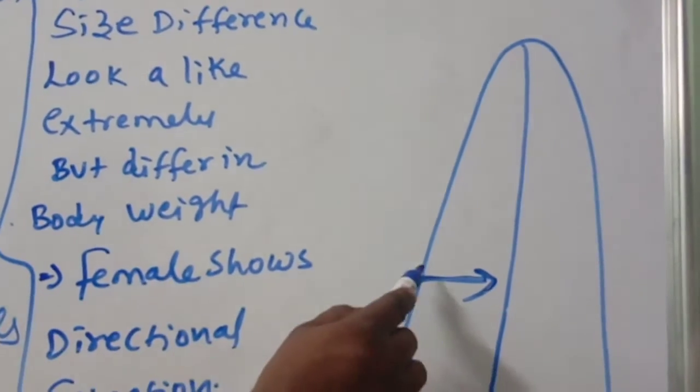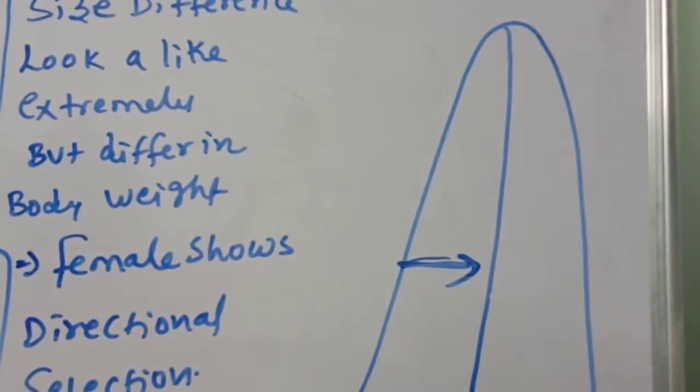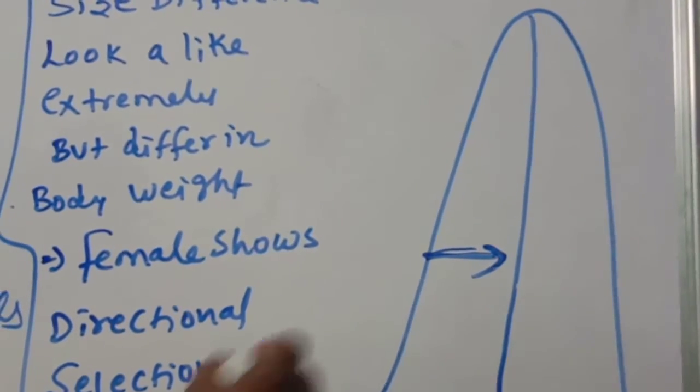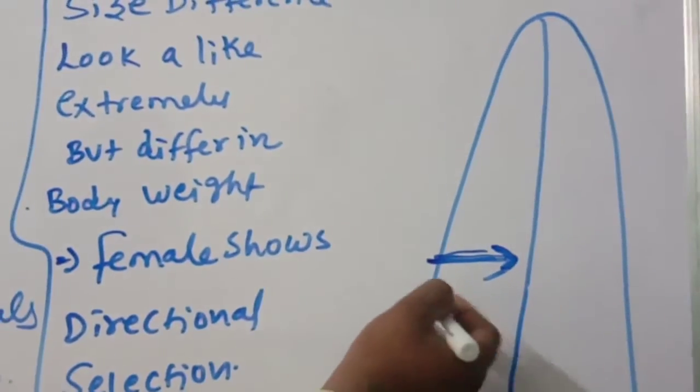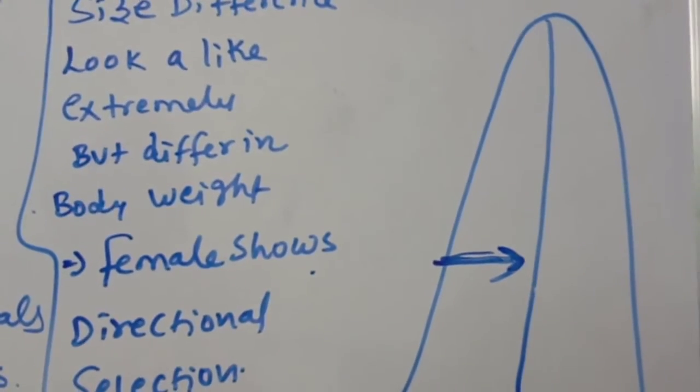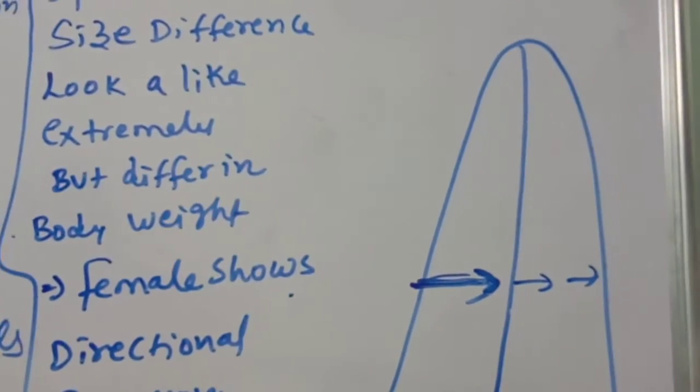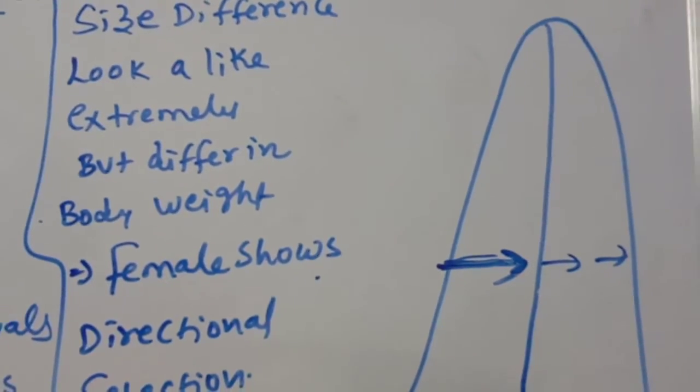The females are more, why? Because according to the conditions they are able to survive. So that's why the females are showing directional selection. Like this, direction will be there; the females are showing directional selection in relation to body weight.